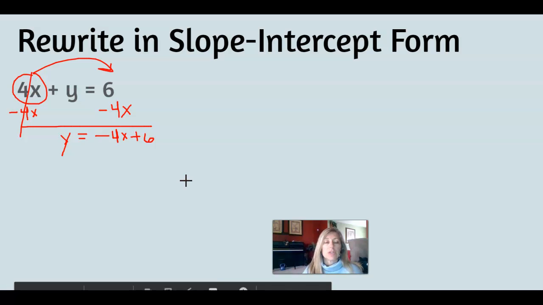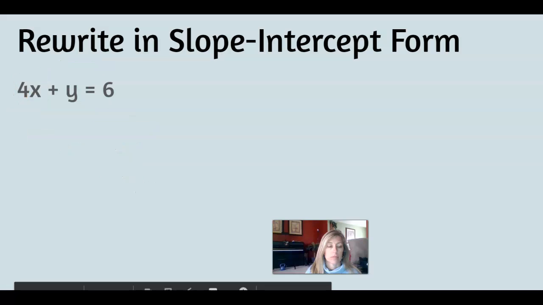There's no value in front of y except for a positive 1, so there's nothing more for us to do. Don't forget, when I go to graph negative 4x, that means this is the slope, remember? Negative 4 is the same as negative 4 over 1, and this helps for our rise and our run if we remember it that way. Here we go. Slightly different, but very similar.